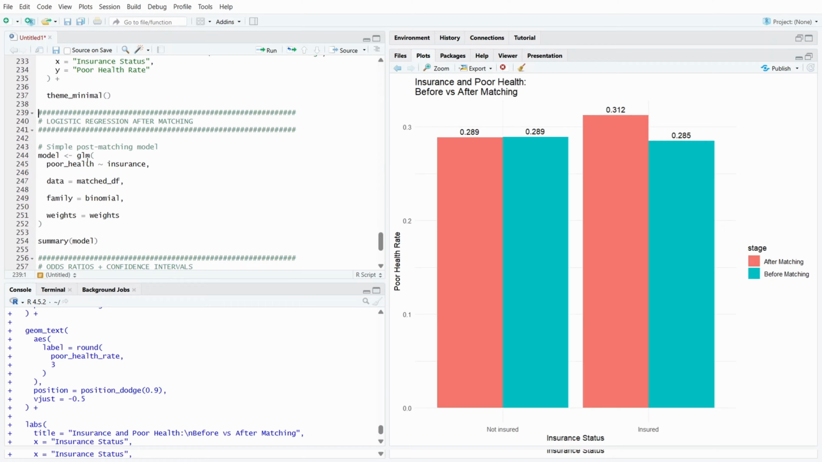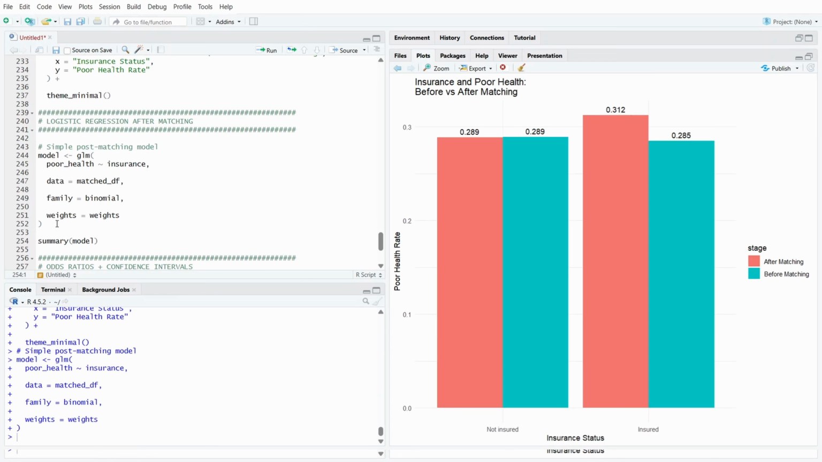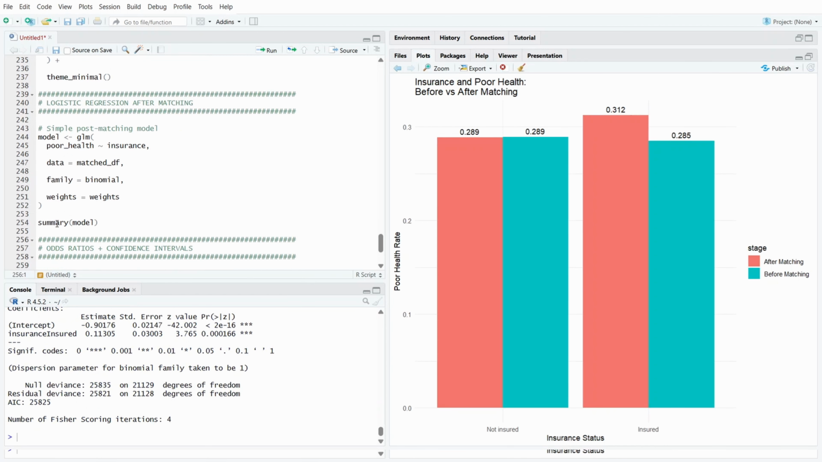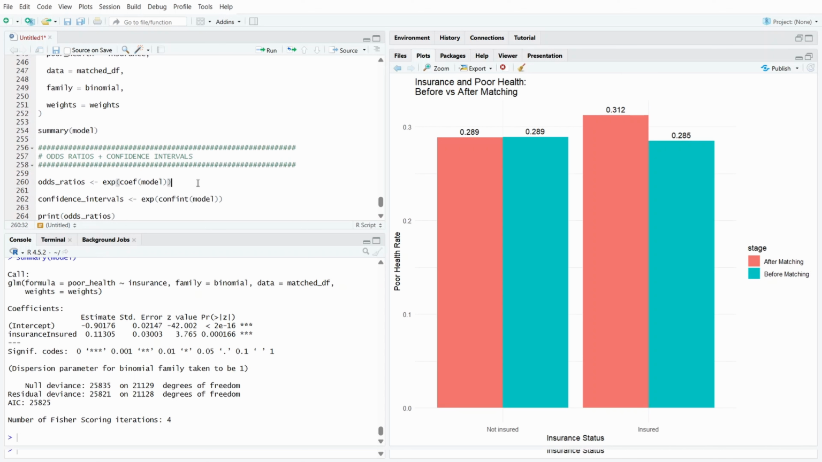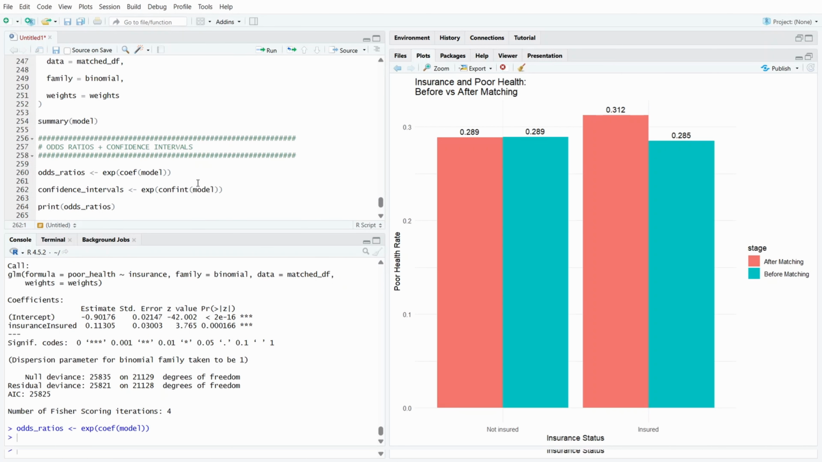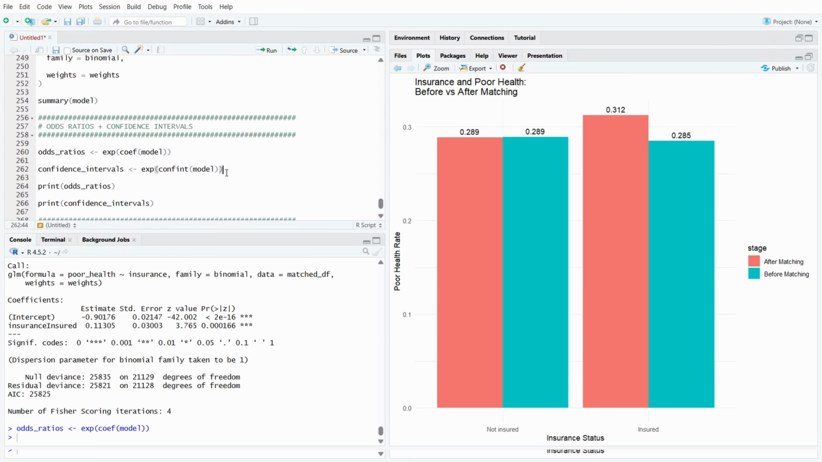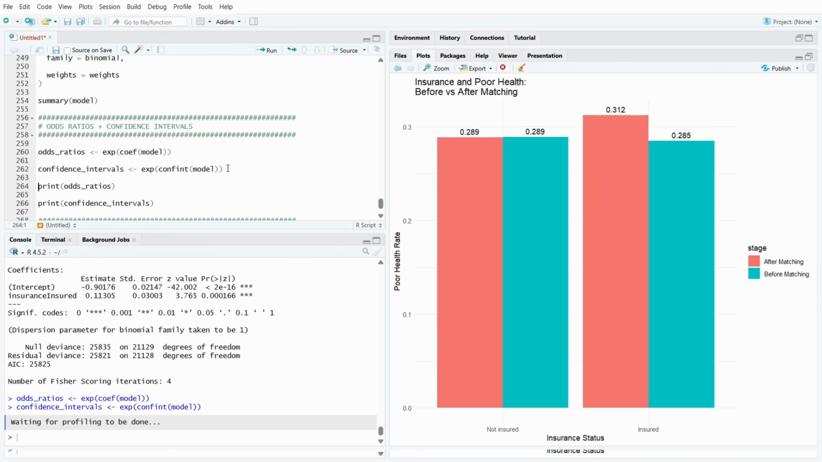The model predicts poor health as a function of insurance status while incorporating matching weights. Because poor health is a binary outcome, logistic regression provides an appropriate method for estimating the association. Next, we summarize the regression results. To improve interpretation, we convert the regression coefficients into odds ratios using the exponential function. Odds ratios are easier to interpret because they describe how insurance status changes the odds of reporting poor health. We also calculate 95% confidence intervals for the odds ratios.